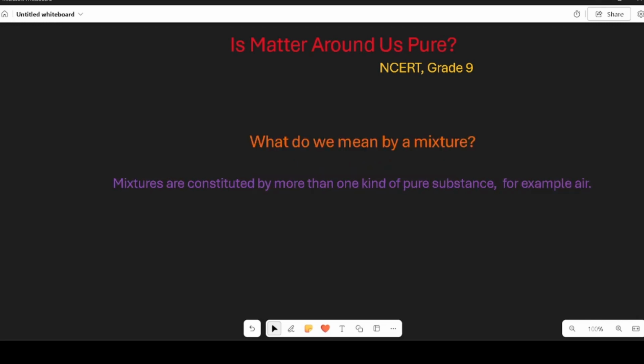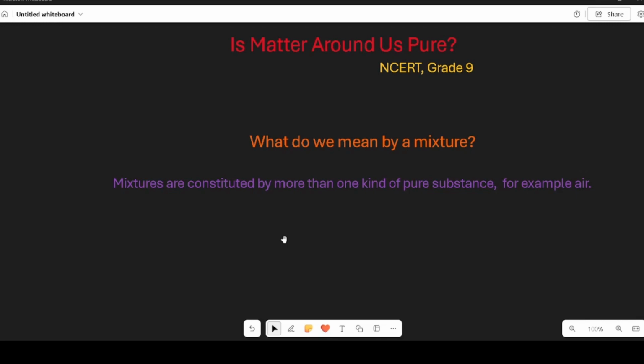Now let's go for the word mixture. What do you mean by a mixture? Mixtures are constituted by more than one kind of pure matter. We know that when sodium chloride is dissolved, it can be separated from water by the physical process of evaporation. However, sodium chloride itself is a pure substance and cannot be separated by physical process into its chemical constituents.